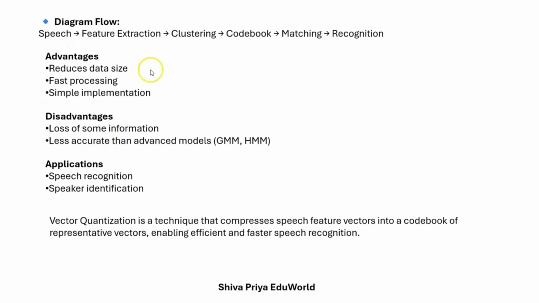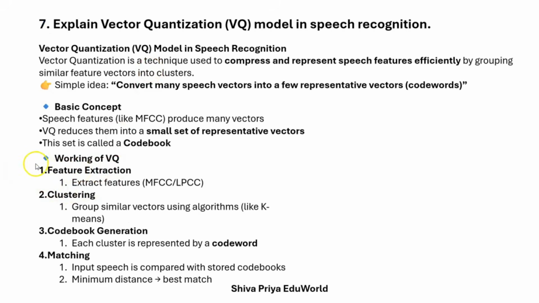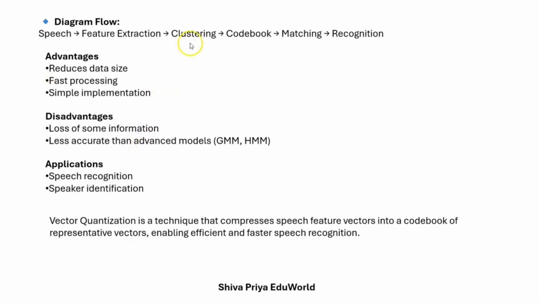And we have a diagram that you have to explain. Speech, after that feature extraction. The speech undergoes feature extraction. After that, clustering, codebook, matching and recognition. You have to write this down like a block diagram. Clear? You have to write it in boxes and write this flow.